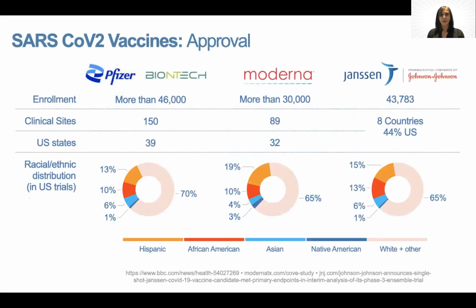So let's talk a little bit about the three different vaccines that are approved in the United States as of March 2021. We've got the Pfizer BioNTech vaccine that was tested in over 46,000 people at 150 sites around the world and in almost 40 states in the US alone. And what you can see down here is that they tested the vaccine in large portions of ethnically and racially diverse individuals. The Moderna vaccine was tested in more than 30,000 people, and the Janssen or Johnson and Johnson vaccine was tested in over 43,000 people and in countries around the world.